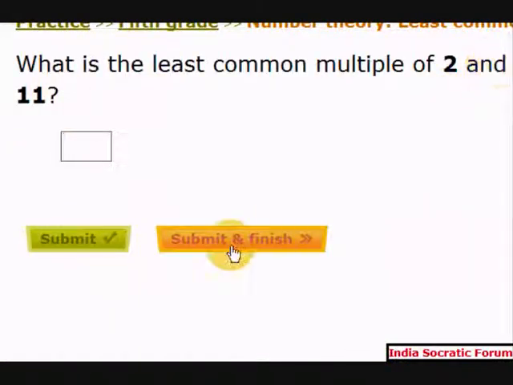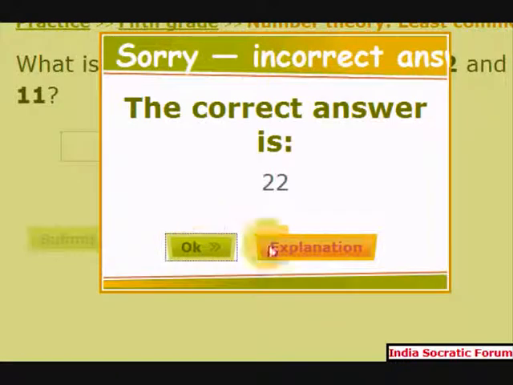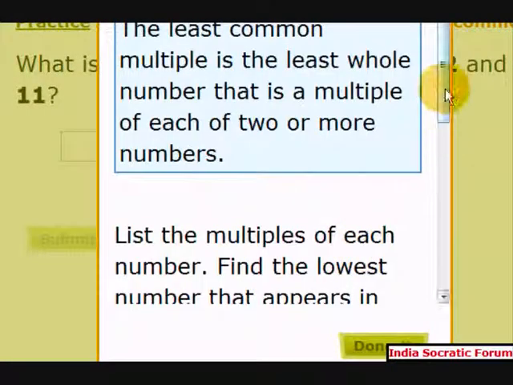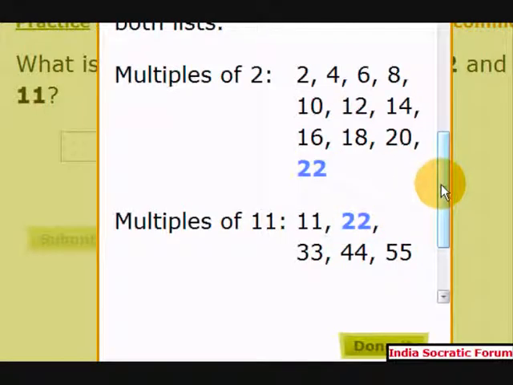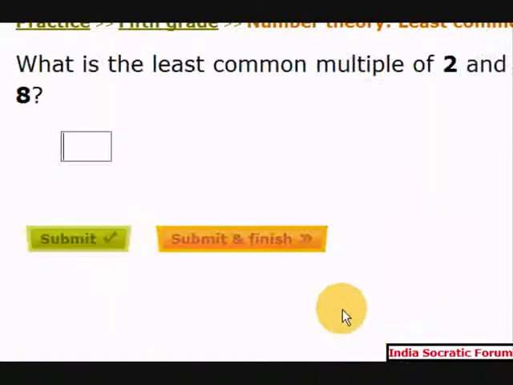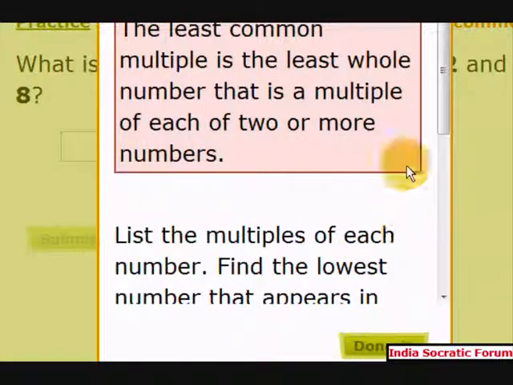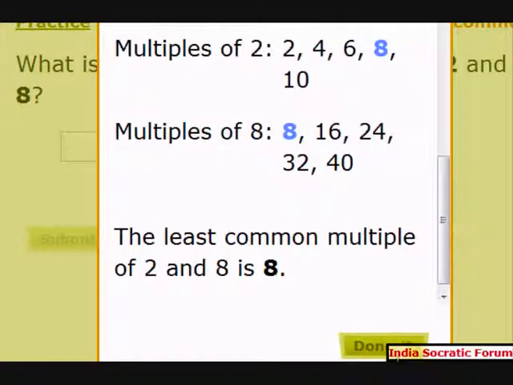Do it yourself this one, okay? The answer is 22. The reason is, minimum is 22, least common is 22. 2 and 8. The answer is 8. You know why? Good job.